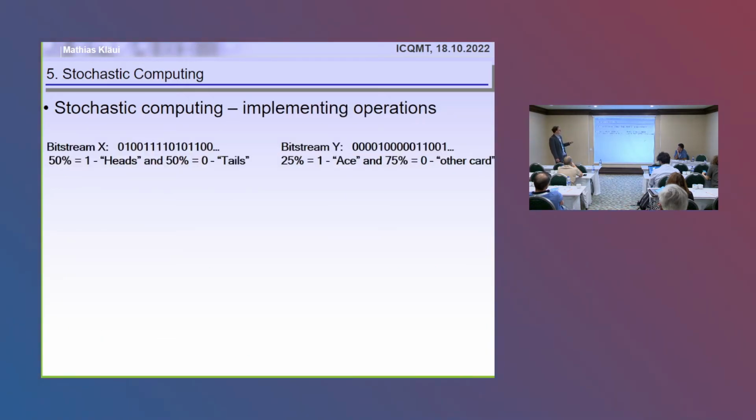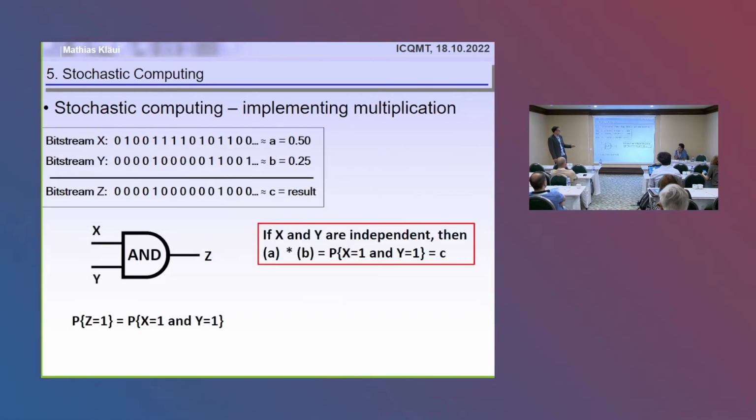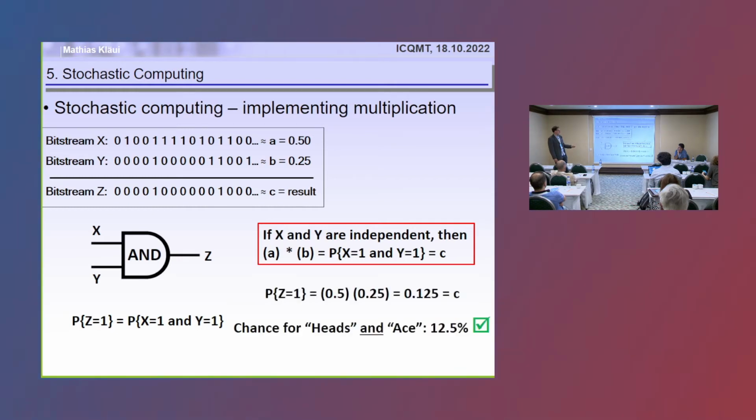So now we will use these 2 bit streams and feed them together into an AND gate. And then what we get out: 0 and 0 is 0, 1 and 0 is 0, 0, 0, 0, 0, 0, 1 and 1 is 1, and so on. Then we get a number out of this AND gate, and it turns out that the number we get out is actually the multiplication. So the bit stream coming out of the AND gate is the multiplication of 0.5 and 0.25. So 0.5 times 0.25 is 0.125. So the chance is 12.5% to have both heads and an ace. So this means if you have these bit streams, you can very efficiently generate a multiplication of the 2 numbers.